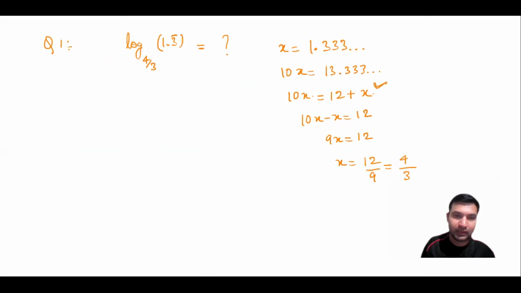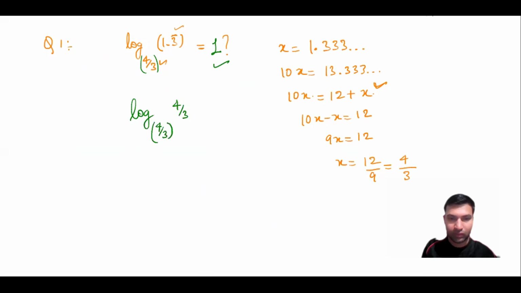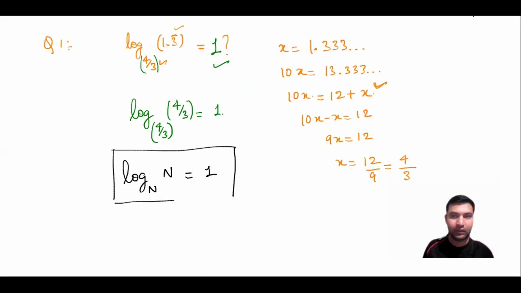Okay, so basically this base and this number are the same, right? So what will be my final answer? Shouldn't it be 1? Because what power of 4 by 3 is this? So basically this question turns out to be 4/3, and the base is also 4/3, right? So this is equal to 1. So a very important result we have seen over here: when the base and the number are the same, we get 1. Okay, very, very important.